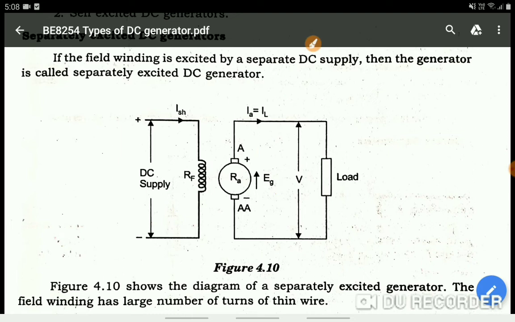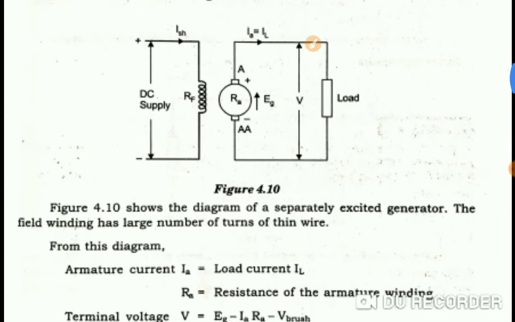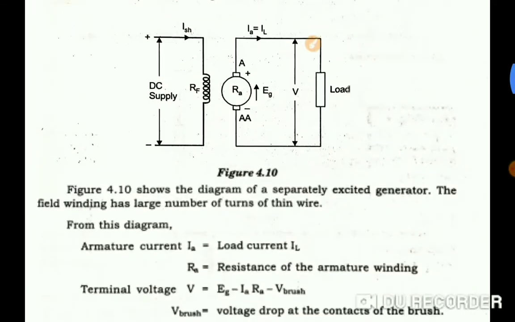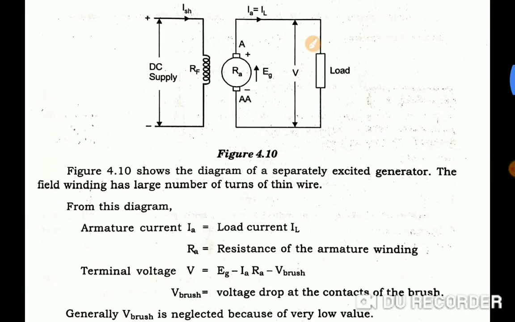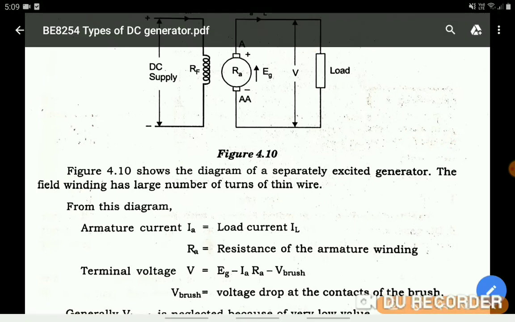You carefully go through the circuit diagram. The thing here is the field receives DC supply from external means. Okay, from this circuit diagram, we can write armature current is equal to load current. Just as I explained, RA is the internal resistance of the armature winding. From this, how to express the terminal voltage.